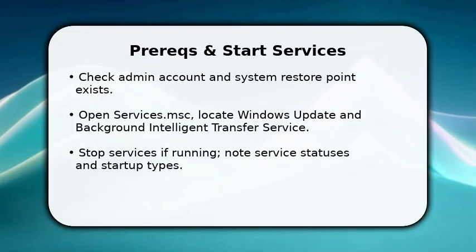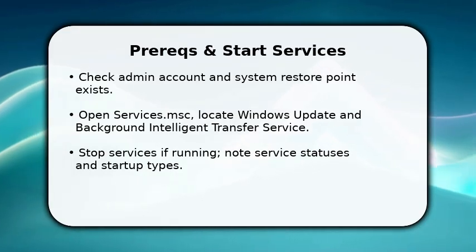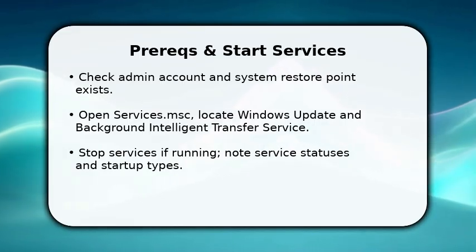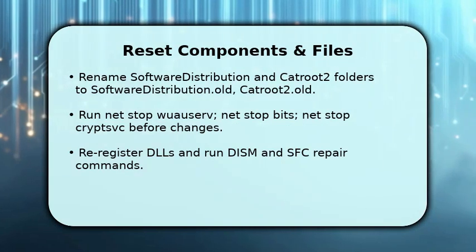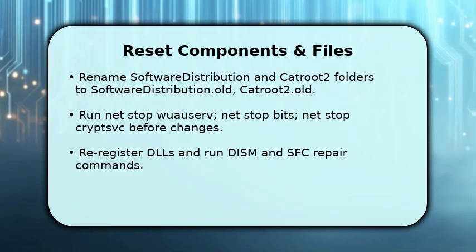Make sure startup types are noted. You may need to return them to automatic or manual. This prevents accidental misconfiguration. While services are stopped, you'll remove cached update files and reset related components in the next step. With services halted, rename SoftwareDistribution and Catroot2 to preserve a backup of cached metadata.